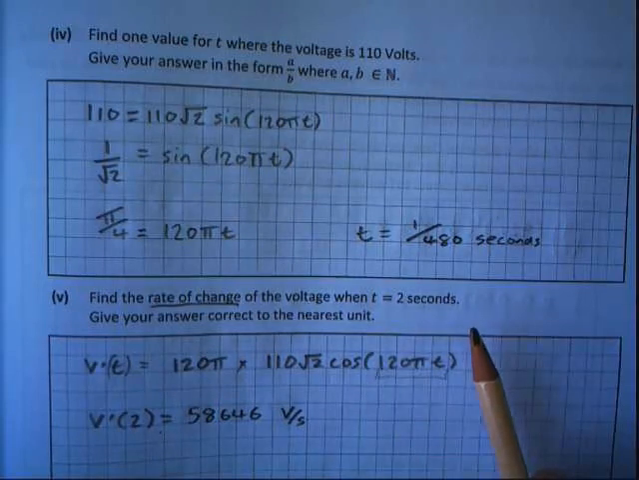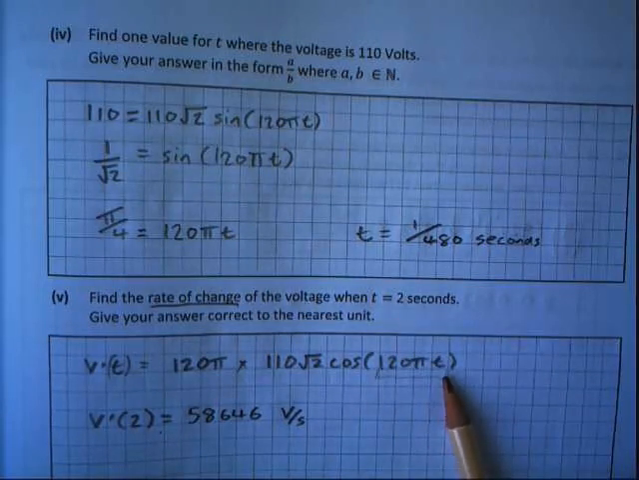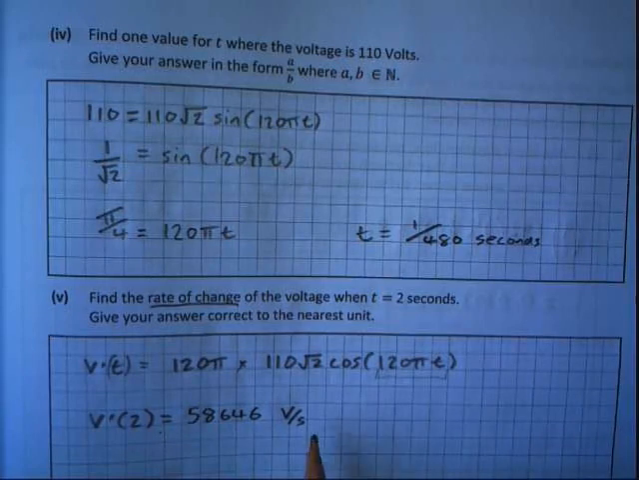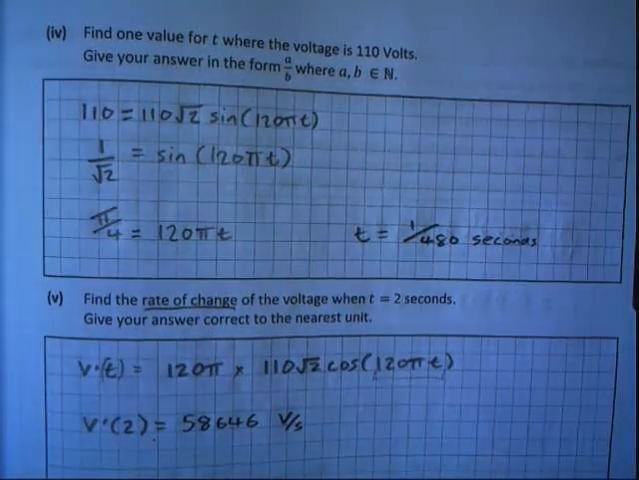To finish the question, just substitute 2 where t is and you're finished. This is a unit, don't be confused by that. So the answer is just 58646 and you're done.